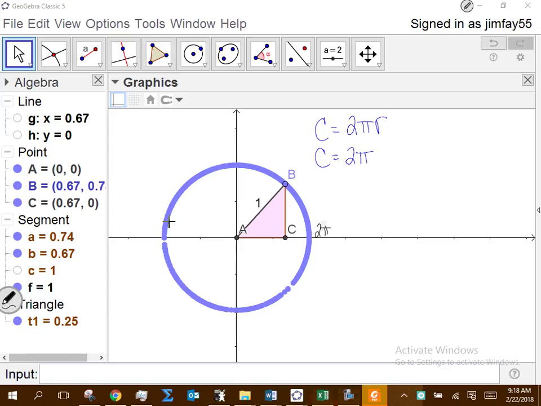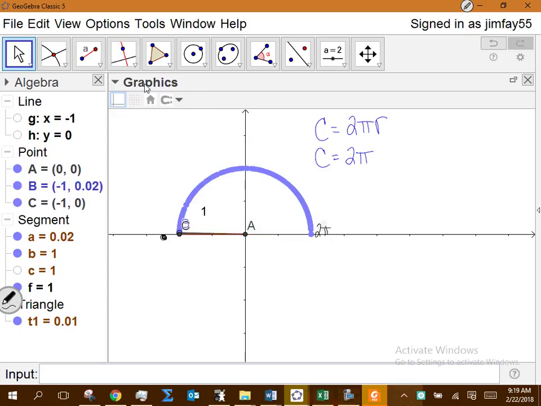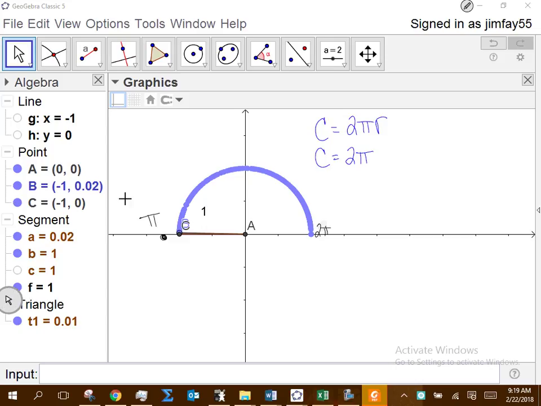What if I only wanted to trace out half of it? So maybe I only go from there to there. What would be that arc? That'd be pi, right? Okay. So I'm going to call this t is equal to pi. Now I'm going to say t is equal to 0, so I haven't moved anywhere.